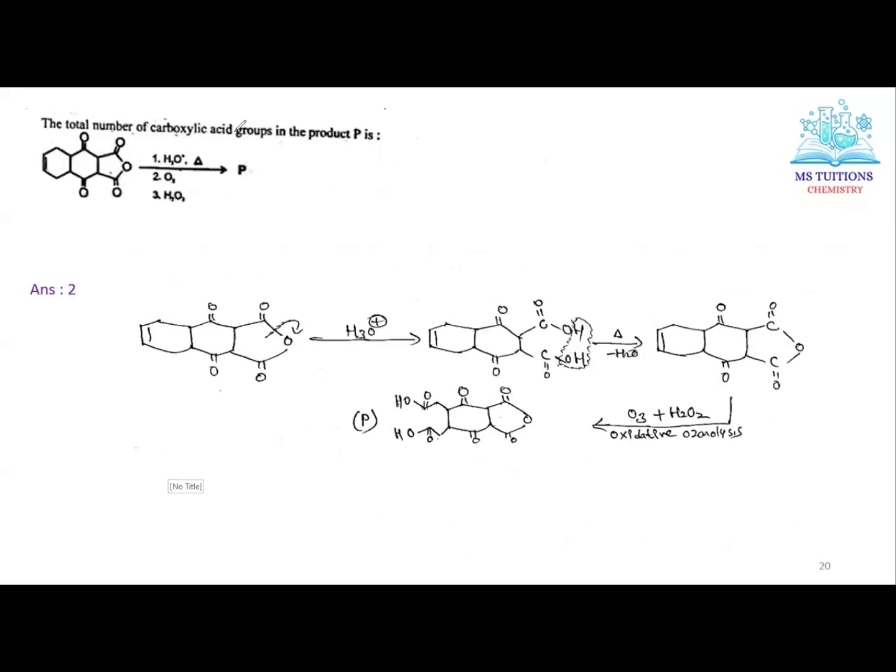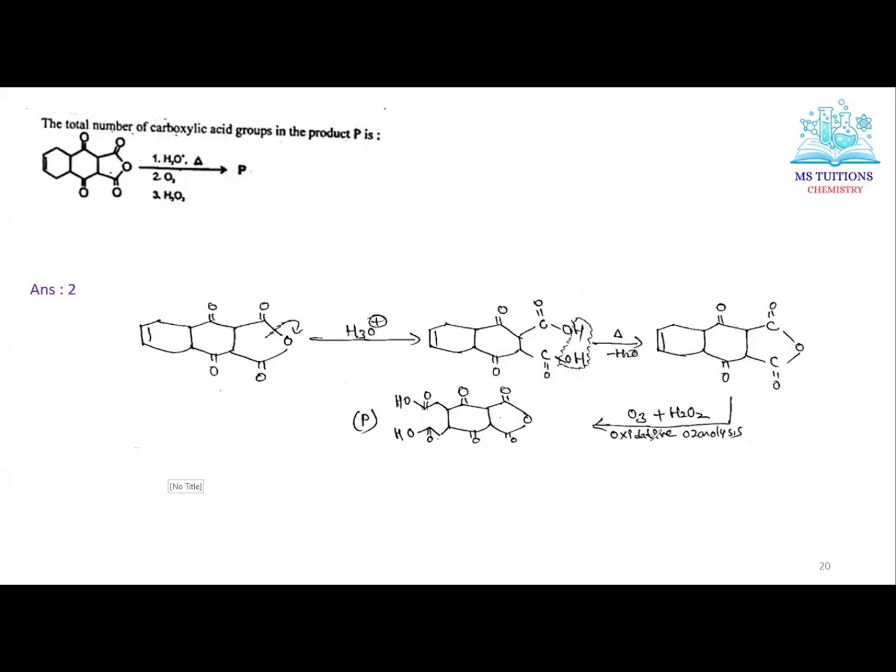The question asks the total number of carboxylic acid groups in the product P: how many COOH groups are present in the product? If we take the reactant and apply acidic hydrolysis, the bond will break in this manner, with hydrogen and OH formed here. Now H2O will be eliminated on heating, and this compound will be formed. So some ring will be formed here.